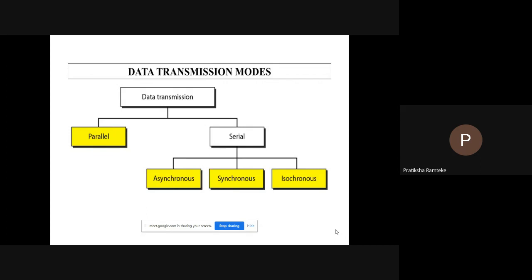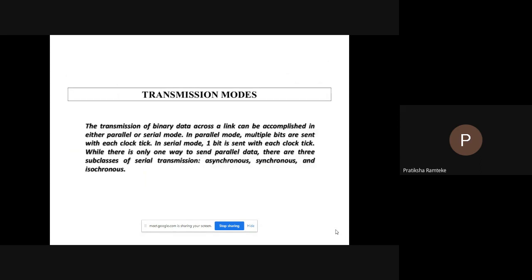There are two types of data transmission, parallel and serial. In serial, there are three types of serial transmission: asynchronous, synchronous and isochronous. So let's see transmission modes. There are two types, parallel and serial. In parallel, multiple bits are sent with each clock tick, and in serial mode one bit is sent with each clock tick.